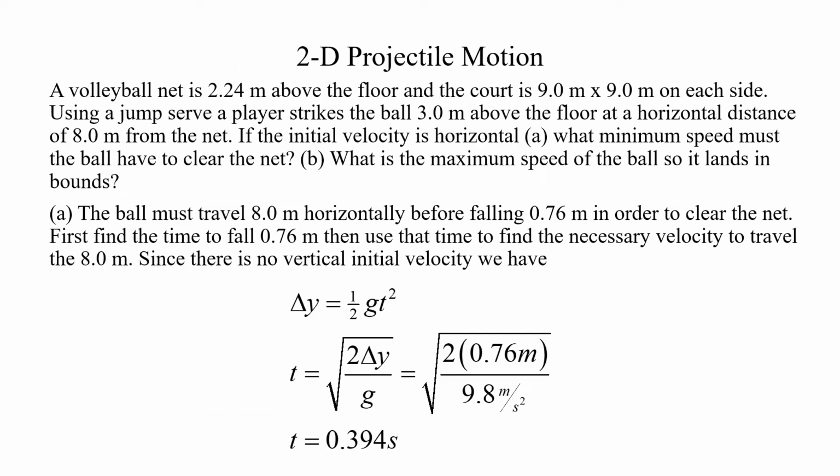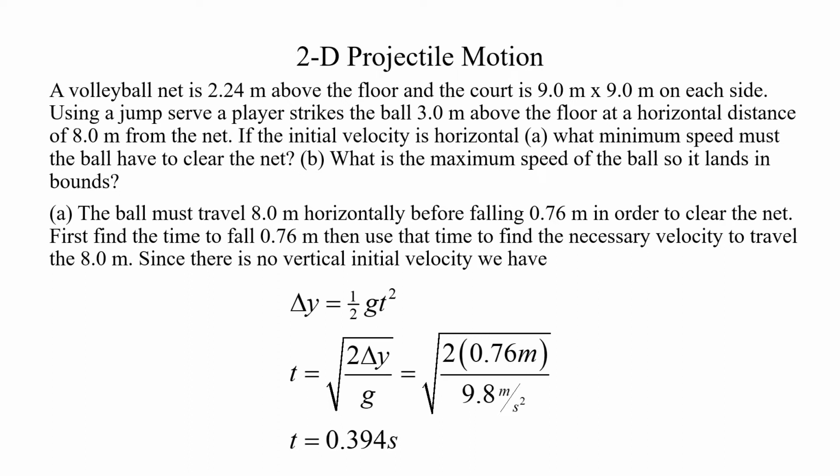The player strikes the ball 8 meters from the net. So that means it's going to travel 8 meters horizontally, and we want to make sure it does not fall to the top of the net before it travels horizontally that 8 meters. So how far is the top of the net? Well, she's launching it 3 meters above the floor, and the top of the net is 2.24 meters. So that means we want to make sure it's going fast enough that it can travel 8 meters before it falls 0.76 meters. So we find the time it takes to fall 0.76 meters.